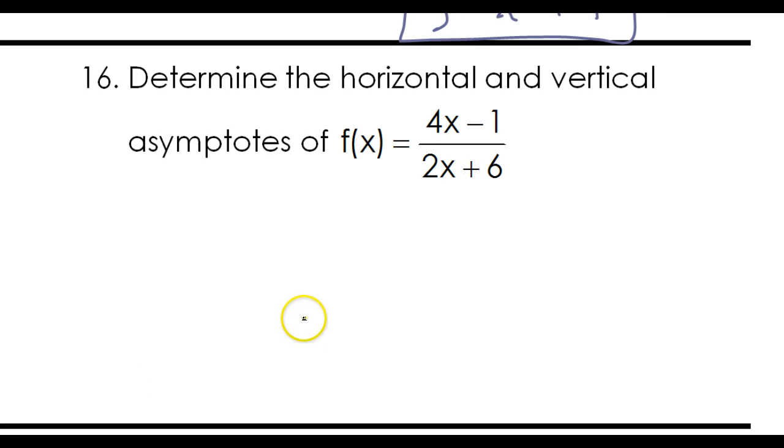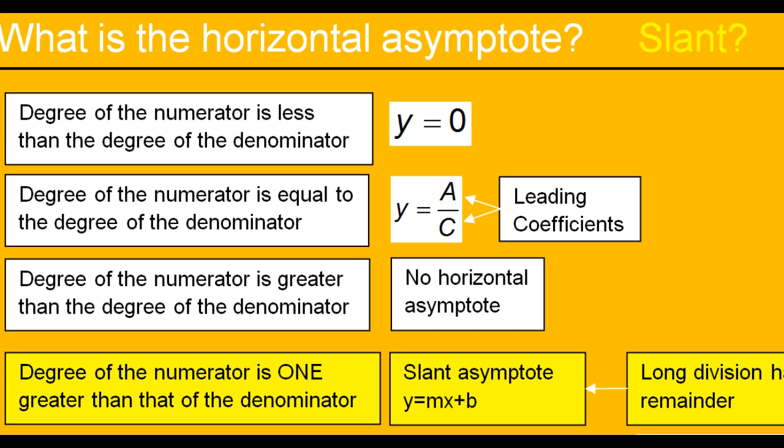For number 16, we are going to determine the horizontal and vertical asymptotes of this rational function. Now, for a horizontal asymptote, we talked about that earlier. For the horizontal asymptote, it's all about the degree of the numerator and the denominator. If the degree of the numerator is less, then it's just going to be y equals 0.